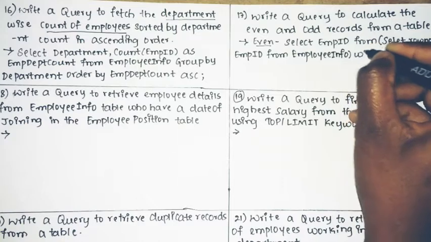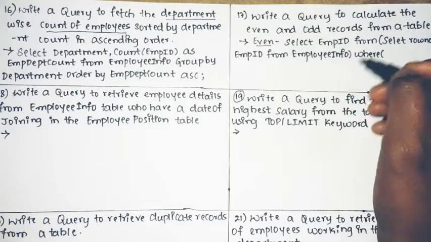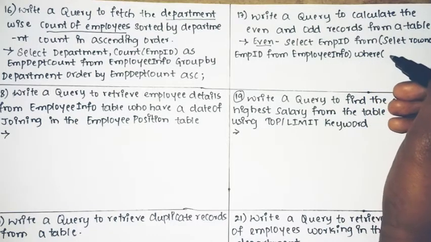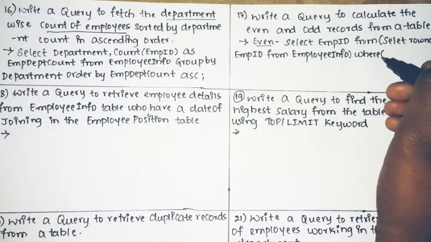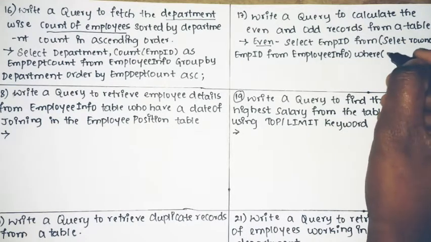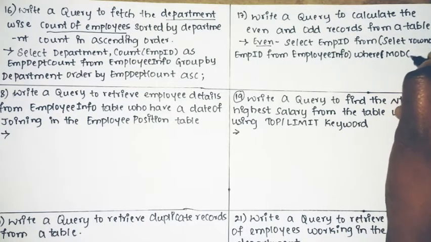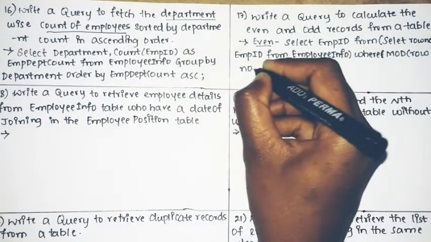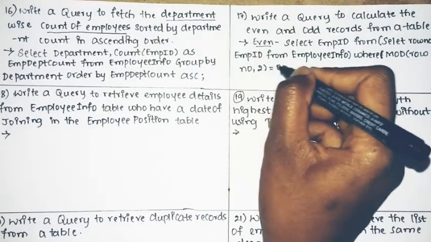then after that where. So how to calculate the even and the odd records: similarly when you are writing a program you do n mod 2, if it is equal to 0 then it is even, n mod 2 if it is equal to 1 then odd. So similarly for this, to find even and odd records we have a keyword, that is mod. So where mod of row number comma 2 is equal to 0. So this is the query for the even.